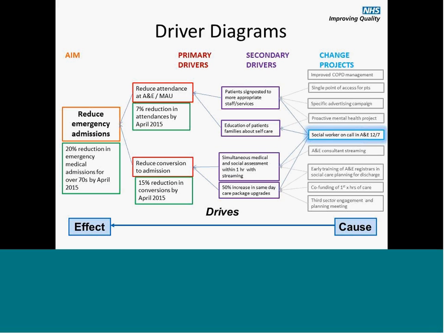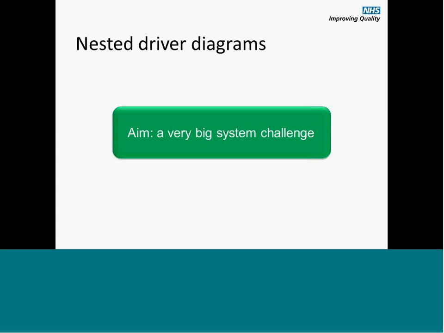Okay. I'm just going to talk briefly about the concept that we've talked about in strategy. When we started working on these very large-scale problems, the CCGs we worked with would say something like, we want to improve urgent care, or we want to improve mental health, so really quite big issues that they were trying to tackle. And what we discovered was that you can't really do one driver diagram for that. It's just too difficult. It's too complicated.